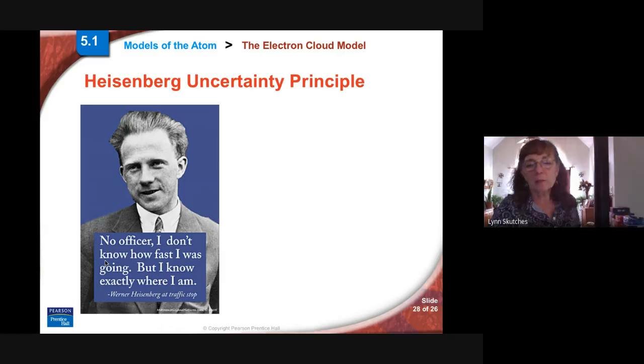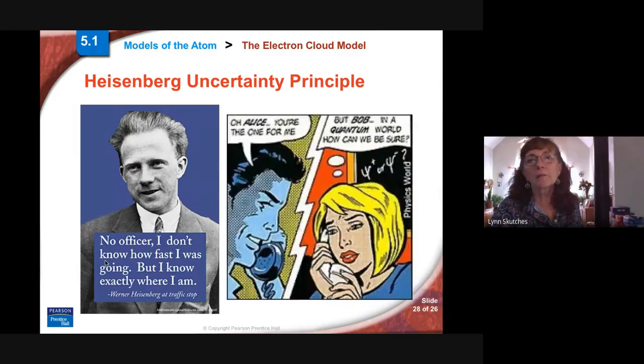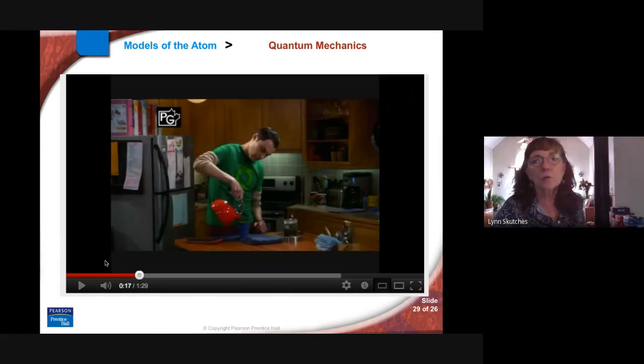So this is a classic physics joke. If you want to get out of a speeding ticket, throw the Heisenberg uncertainty principle at the officer. It won't work. Don't do it. Okay, and then, in a quantum world, how can we be sure? Yeah, just silly physics jokes.